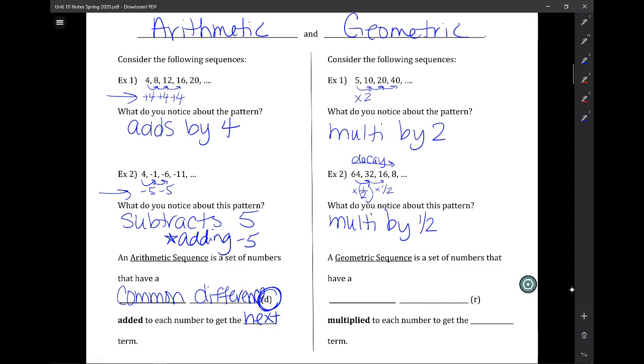Because we are multiplying by something now instead of adding something, we are going to call this the common ratio. I think last unit we called it the growth or decay factor, but we are going to use the letter R to represent our common ratio in the formula over the next few days. That number that we multiply by is what helps us get the next term in the sequence.